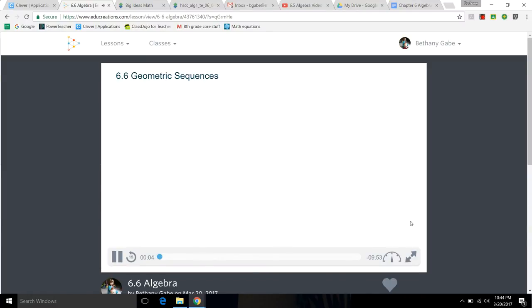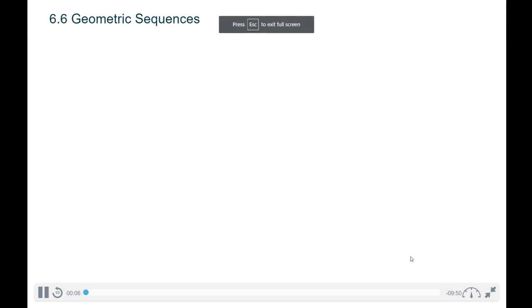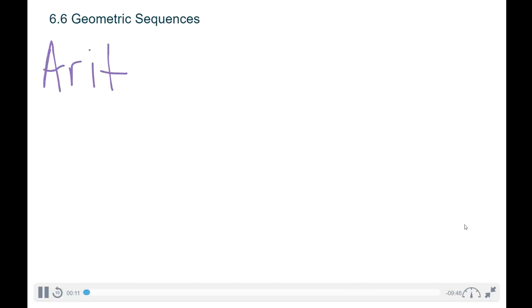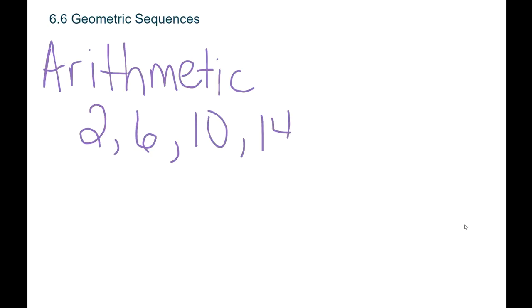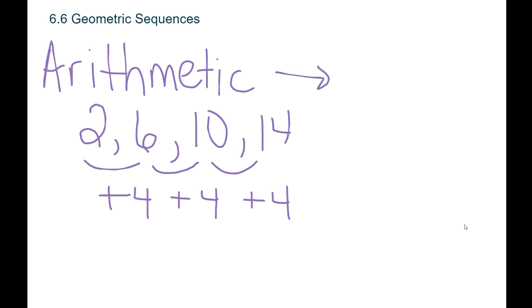What's called geometric sequences. If you remember, we have already done arithmetic sequences. Arithmetic is if you could find an add or subtract sequence. So for example, if you had something like 2, 6, 10, 14, you can see that each time it's just adding 4. So arithmetic is if it's addition or subtraction.